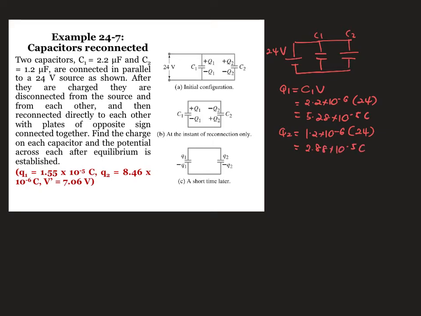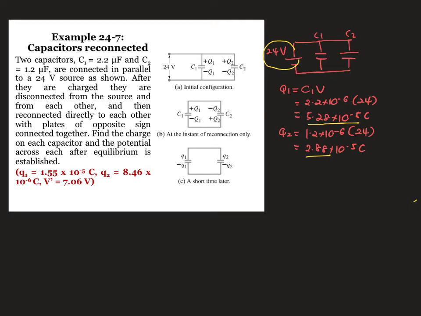You need to understand that once you disconnect from the battery, charge is not going to move, because charge moves because of the energy given by the battery. Once you cut it from the battery, there will be no energy for the charge to move. So C1 and C2 are going to have charges 5.28 times 10 to the power of -5 and 2.88 times 10 to the power of -5 coulomb.